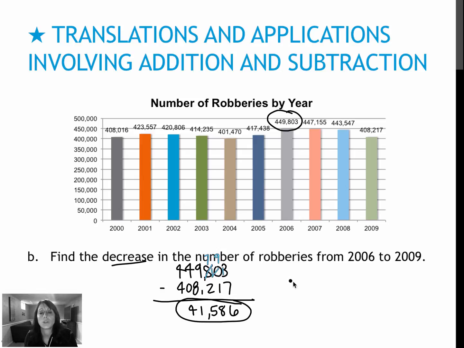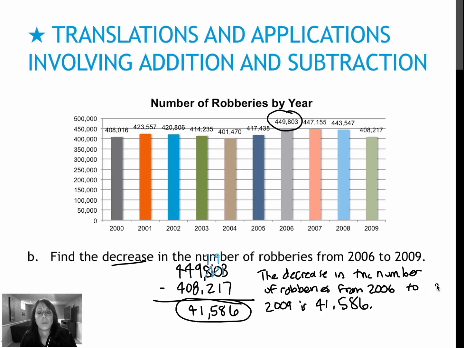41,586. So I'm going to write a sentence, and that sentence will say the decrease in the number of robberies from 2006 to 2009 is 41,586. And that would be my final answer.